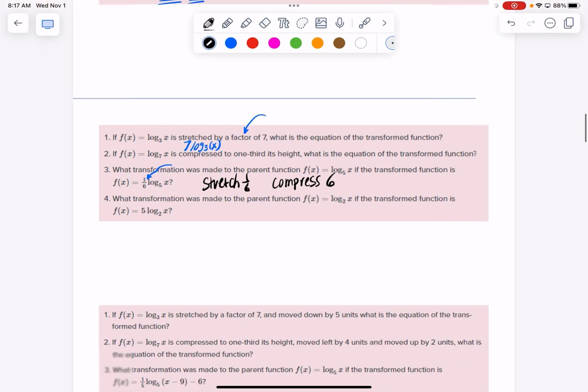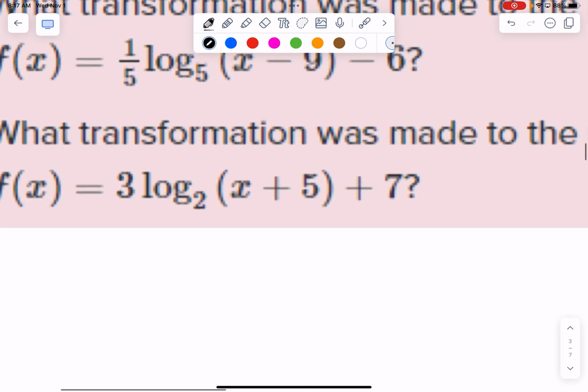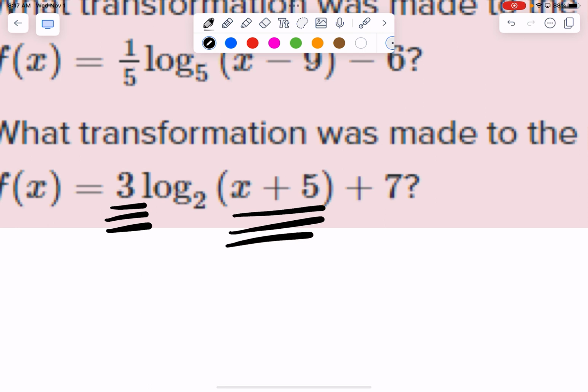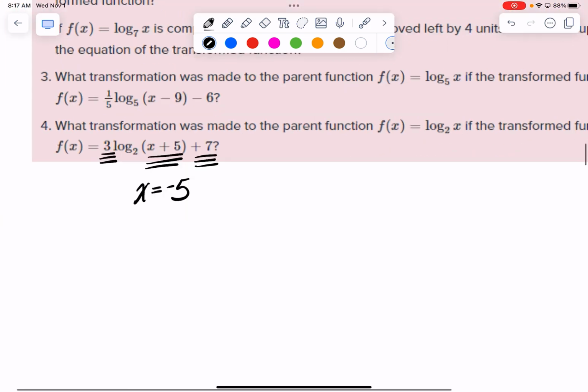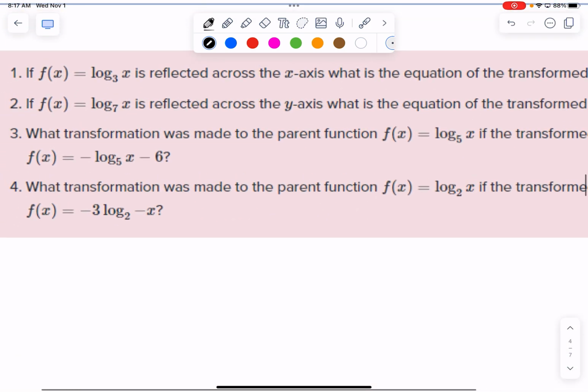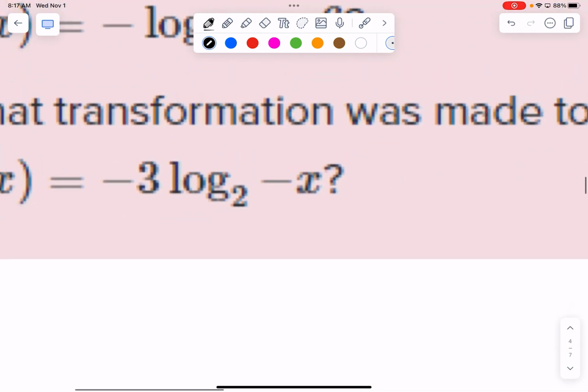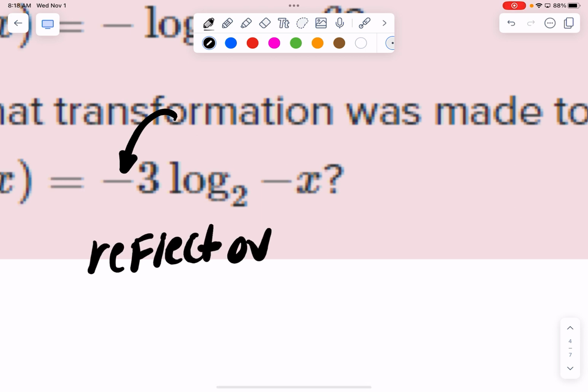Okay, good to know. All right, looking at this one, it says, what is the transformation? Let's just verbalize it. Stretch 3, left 5, up 7. If they said, where's your vertical asymptote? X equals -5, right, everyone? Easy stuff. All right, right here, what's the transformation? Reflection over the x-axis. Okay, reflect over the x-axis.